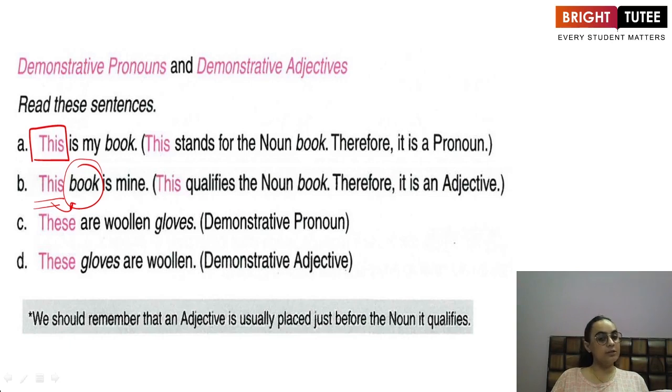These are woolen gloves. Here, these is a demonstrative pronoun because I do not have a noun next to it. On the other hand, these gloves are woolen. Here, these is an adjective because I have a noun that is placed after these. A noun that these is qualifying. So this is how, dear students, you are always going to differentiate between a pronoun and an adjective.